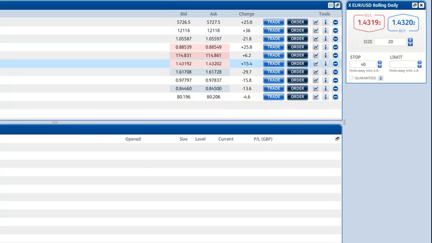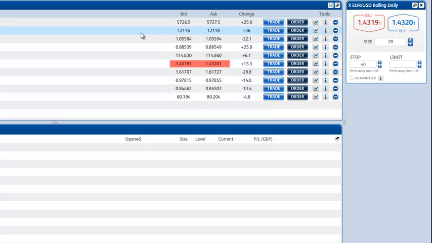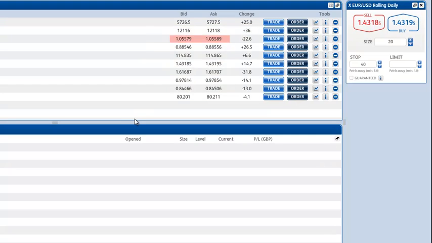What I'll do, I'll just quickly show you how to do it with IG Index also. It's just very slightly different with IG, but I'll pause the video and then come back and show you how to do it on IG also.